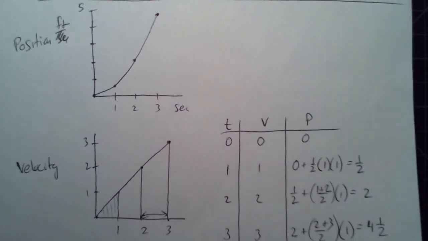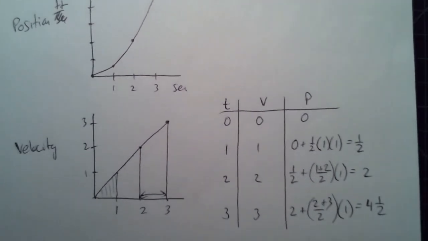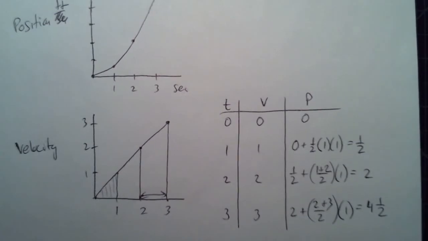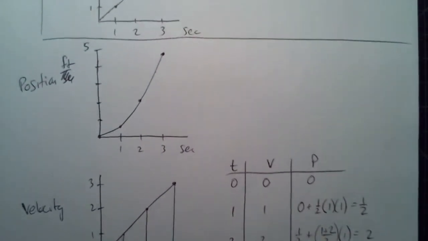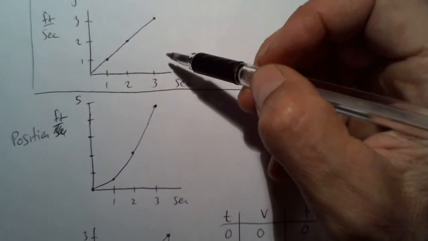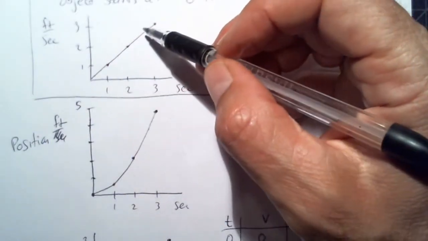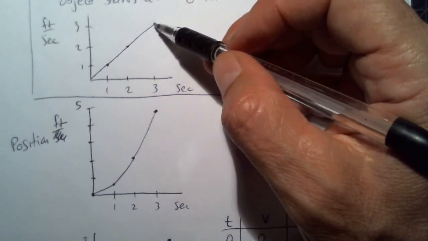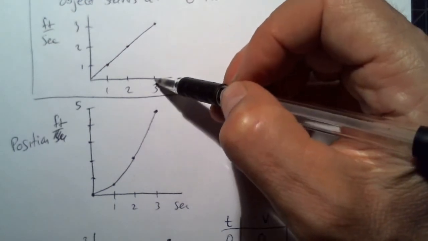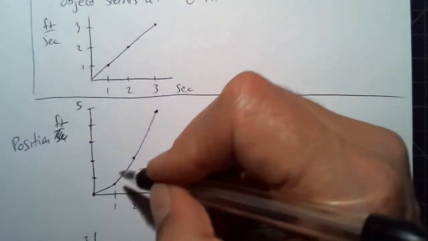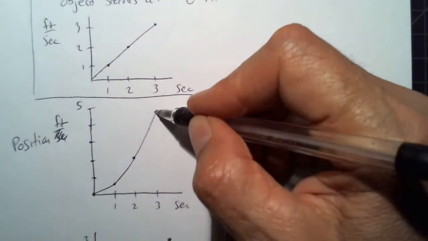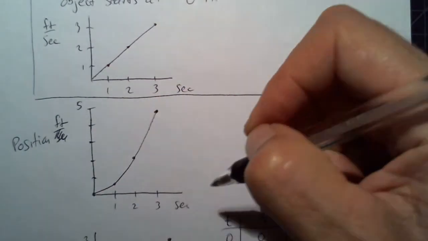All right, and we can describe the motion of the object. If we just look at these two graphs, we can say the object starts at a velocity of 0 and ends at a velocity of 3 after 3 seconds. Its position starts at 0 and ends at a position of 4.5 after 3 seconds.